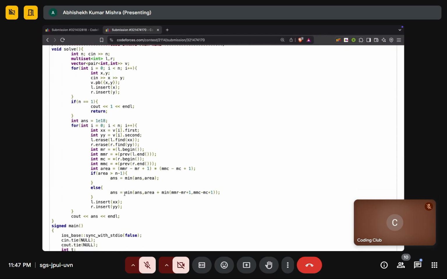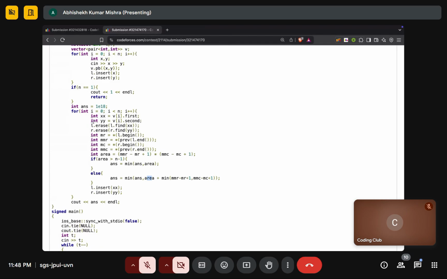If that is not the case, the answer is the minimum of answer and area plus one extra row or column. So whichever is minimum, either row is minimum or column is minimum. This is coming from this formula only. Whichever is minimum, I will extend it into the area.